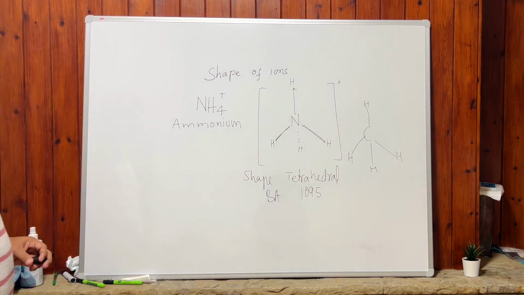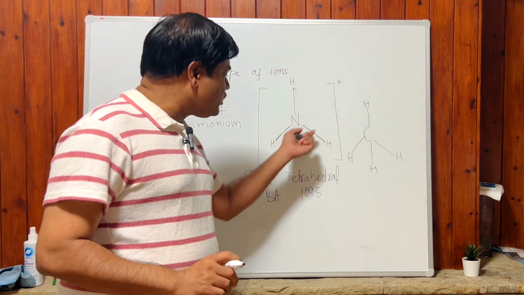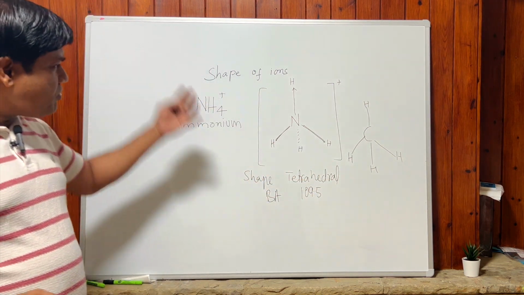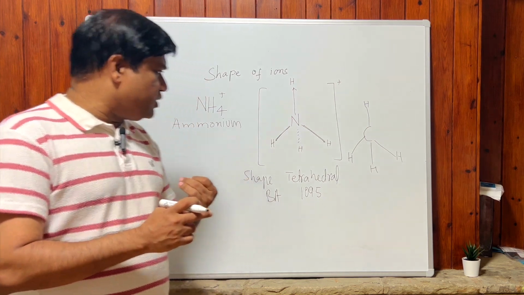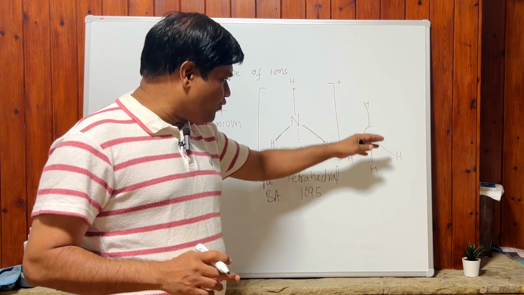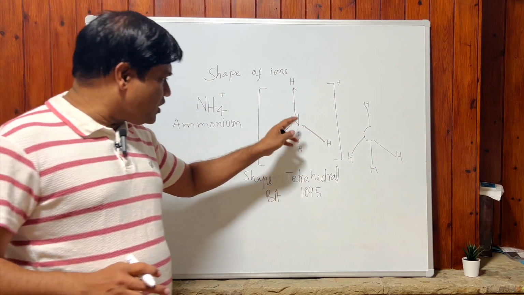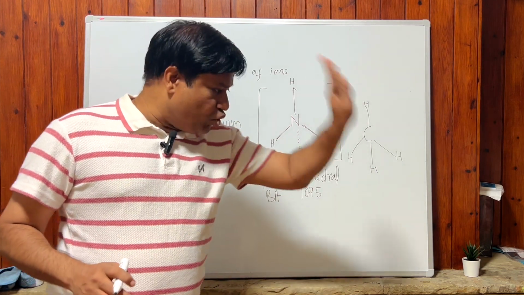Okay, ammonium ion. Why is the ammonium ion related to methane? Because of the same condition. What's the condition? Don't worry about the central atom. The central atom here is nitrogen, and it has 4 bonded pairs of electrons and no lone pair.